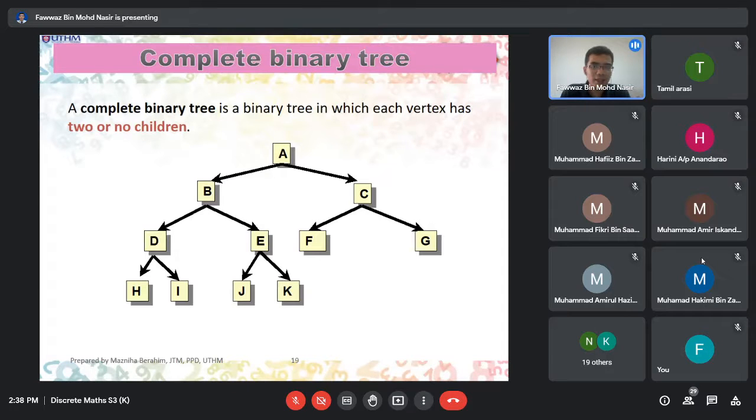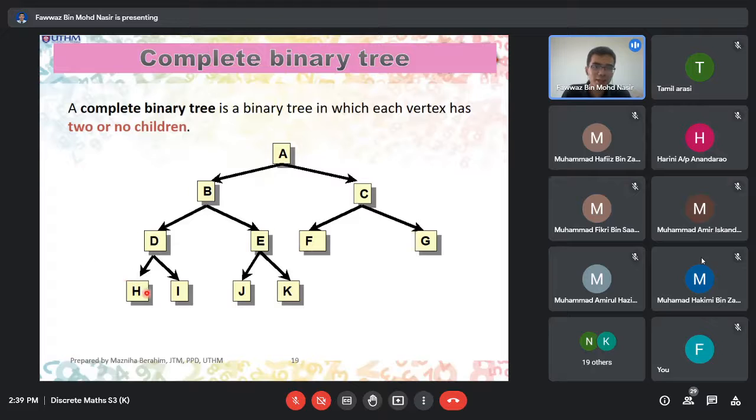Okay, jadi in a complete binary tree, all levels except the last are completely filled, and in the last level all nodes are to the left as much as possible. Okay, dalam complete binary tree ni, setiap level tu dia mesti cukup, dia punya children dia mesti cukup 2 children except for the last level. Okay, mana last level ni tak cukup tak apa.